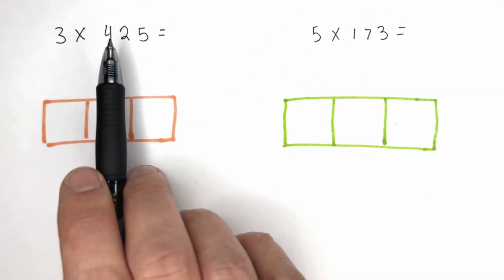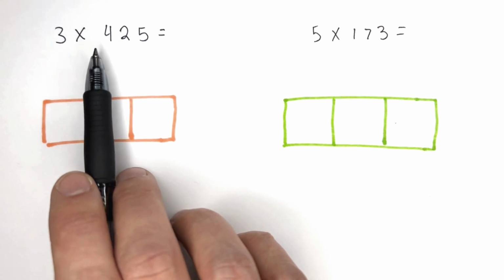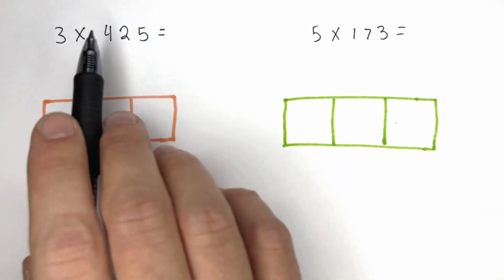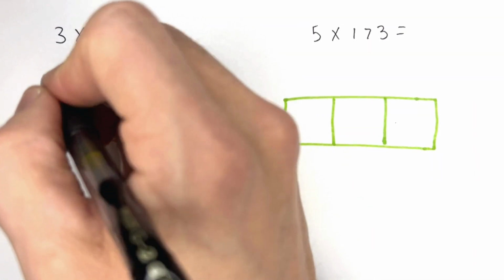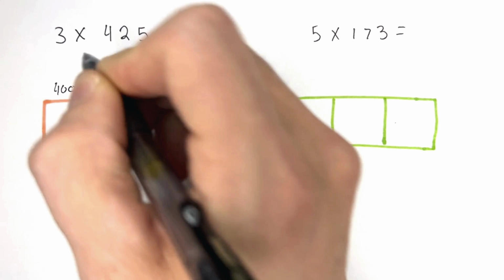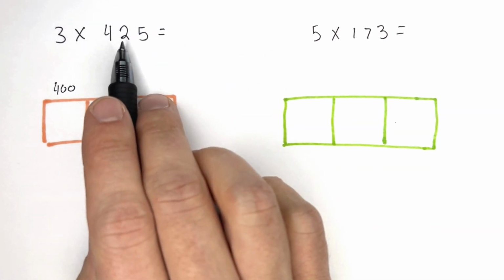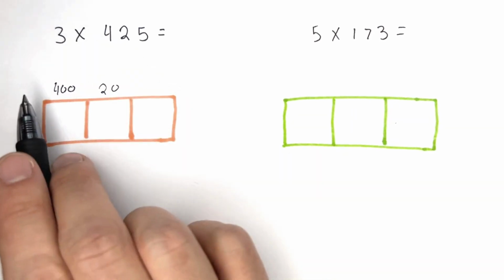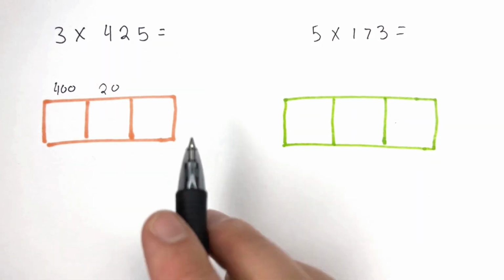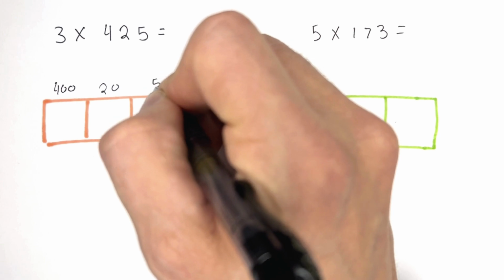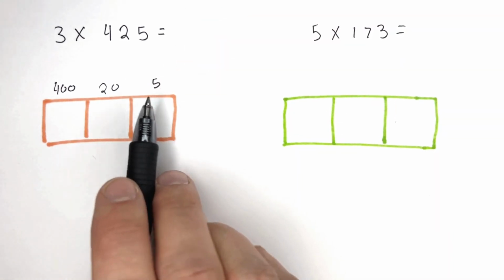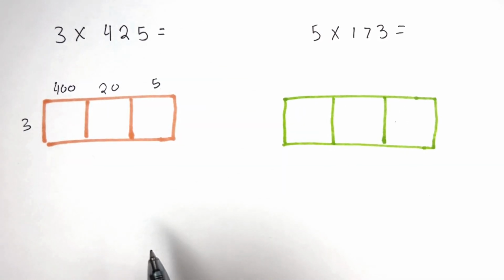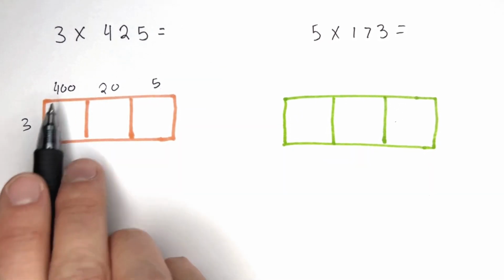Okay, so basically what we need to do is we need to take apart this 425 and break it apart into expanded form. So this 4 in the hundreds column is basically worth 400. This 2 in the tens column is going to be worth 20. Okay, and I'm writing the big number on the top here. This 5 in the ones column is going to be worth 5. All right, basically it's expanded form. Now I'm going to be multiplying it by 3. All right. Now what I need to do is fill in each of these boxes.